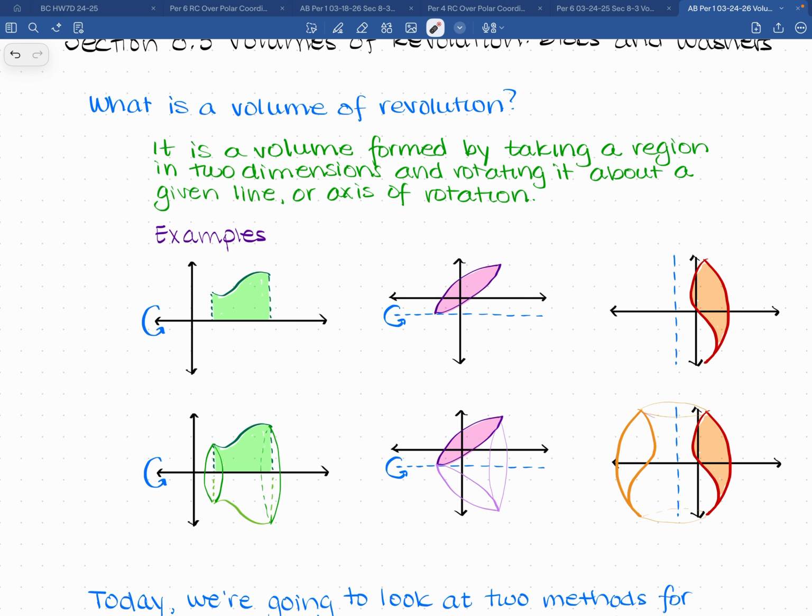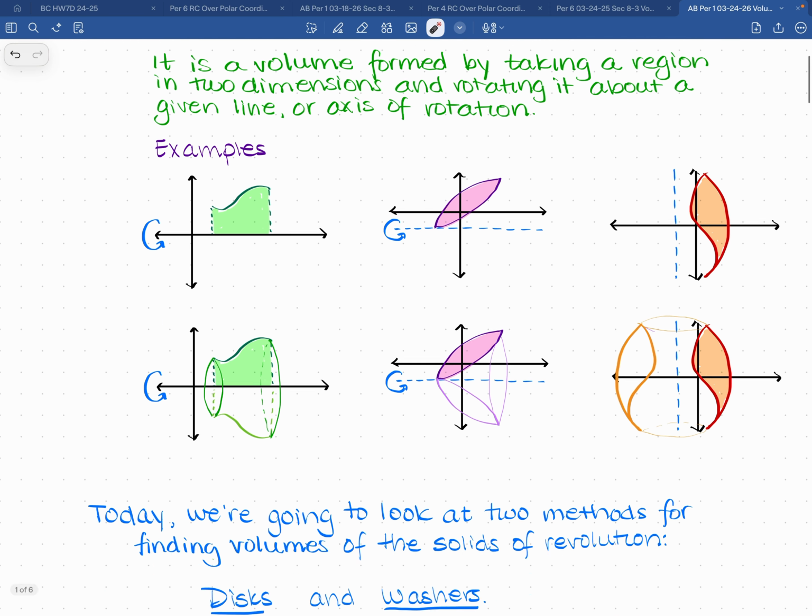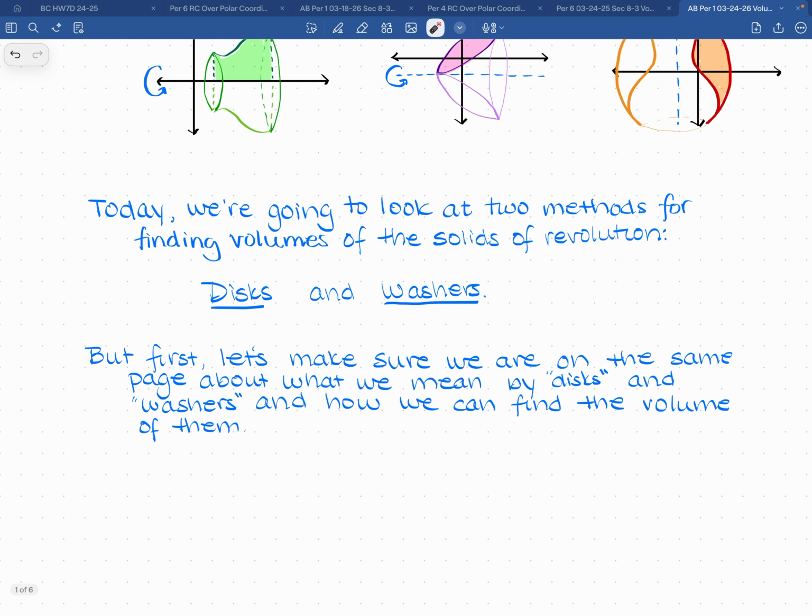This guy, the orange one, if we take this right here and rotate it about a vertical line, we get this shape right here. The outside would make kind of this round shape. But on the inside, we'd have kind of a vase hidden on the inside. But again, we're going to look at how we find the volumes of these things. So that's what we mean by a volume of revolution. We're going to look at two methods, disks and washers.